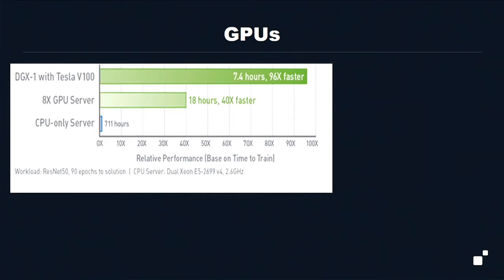Now excuse this really weird x-axis. This is from NVIDIA, I didn't create this. So this is relative performance based on time. So that means a longer bar is better, a shorter time, which makes not too much sense at all. But the CPU-only server took 711 hours to execute this training. That's about a month to execute. The GPU server took 18 hours, and then this DGX-1 with Tesla did the exact same process in 7.4 hours.